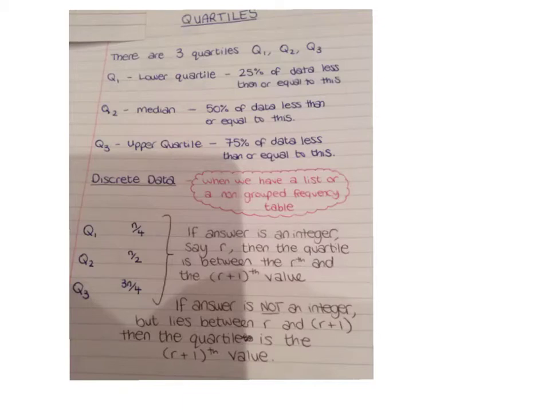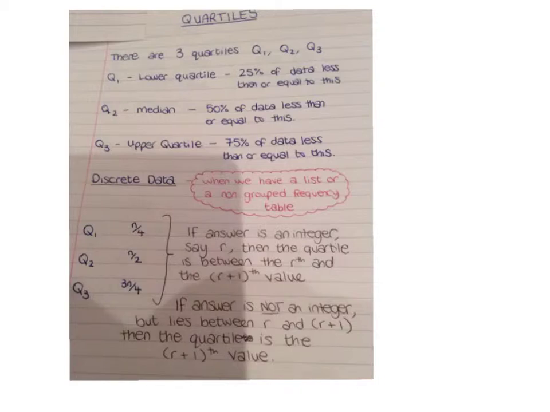So quartiles are when we split our data up into sort of quarters. There are 3 quartiles: Q1, which is the lower quartile, Q2, the median, and Q3, the upper quartile. In Q1, the lower quartile, 25% of the data is less than this value. Q2, the median, has 50% of the data less than or equal to this. Q3, the upper quartile, has 75% less than or equal to this.